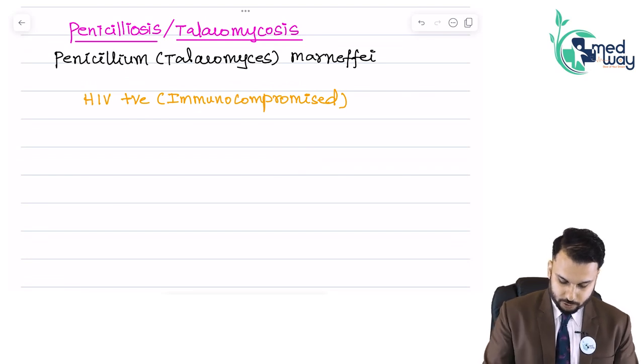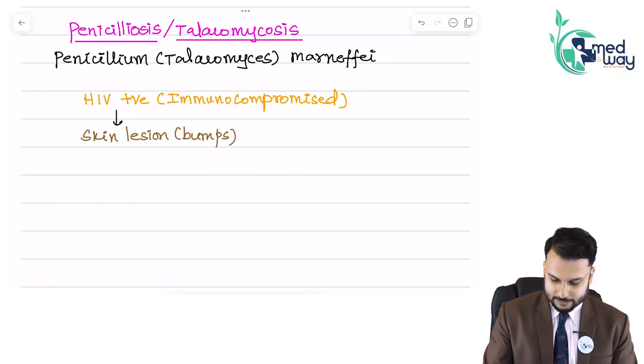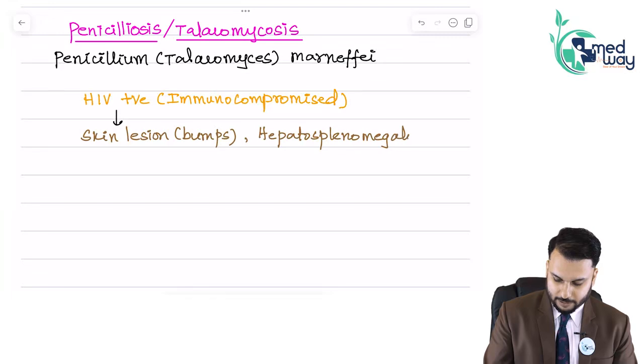It is going to produce skin lesions, which are in the form of bumps that are going to appear. And second, we may also expect hepatosplenomegaly. Okay, hepatosplenomegaly.